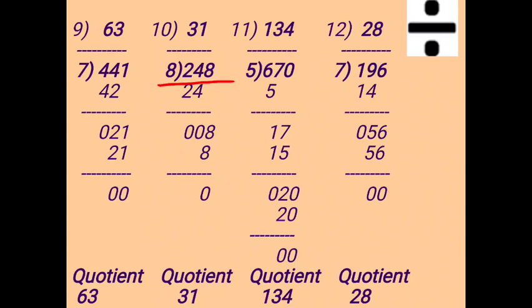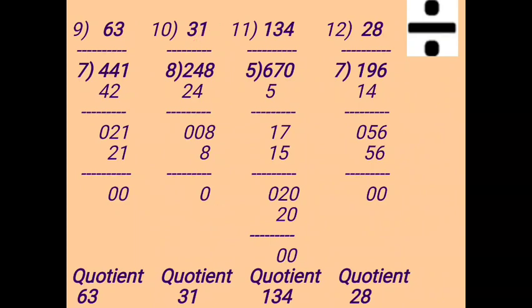Next, 248 divided by 8. You have to see 8 ones are table. So 8 threes are 24. Then subtract. You'll get the remainder as 0. Then bring down the next number, that is 8. And as you all know, 8 ones are 8. Then afterwards, you are going to do subtraction. You'll get the remainder as 0 and your quotient, the answer, is 31.